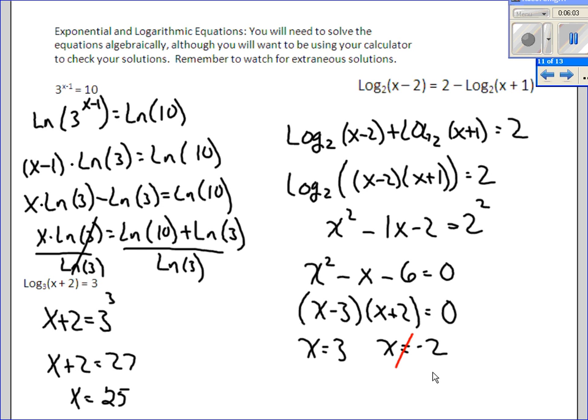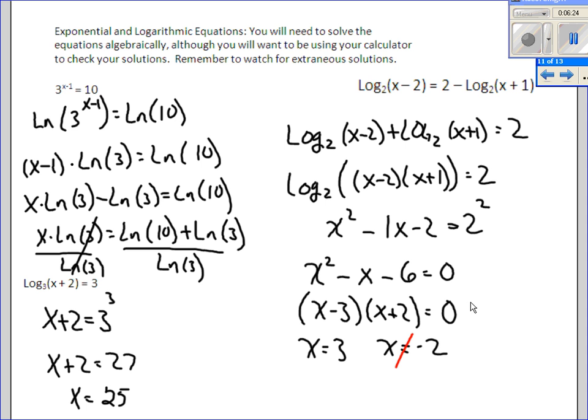But you want to watch out, especially with the log equation, sometimes you pick up extraneous solutions. X cannot equal negative 2, because if we were to go back to the original function here and use negative 2, I'd have the log of negative 4, which is not defined. It's not a real number. So our only solution to this particular equation is just x equals 3.